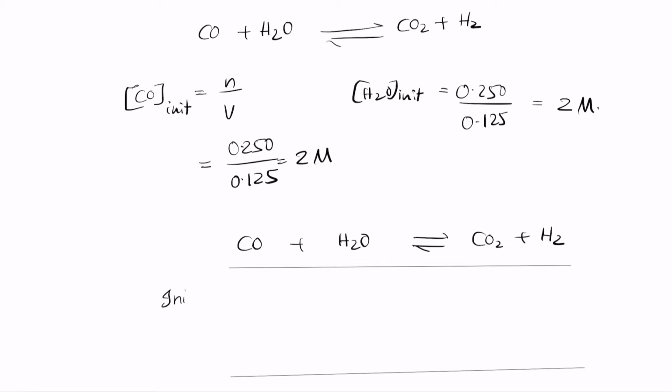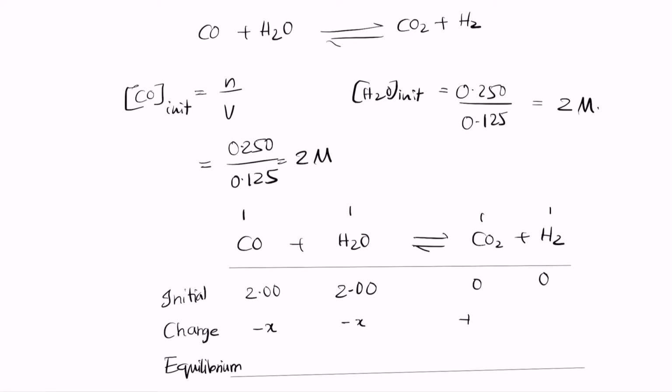So you have initial, change, and equilibrium. CO is 2.00, H2O is 2.00, and the initial values of these two are 0 and 0. Now the change: if you consider that this decreases by x, this also decreases by x. Notice that this is a 1-to-1 ratio for all of them, which means that this increases by plus x and this increases by plus x. So the equilibrium value becomes 2 minus x and 2 minus x. This becomes x and x.